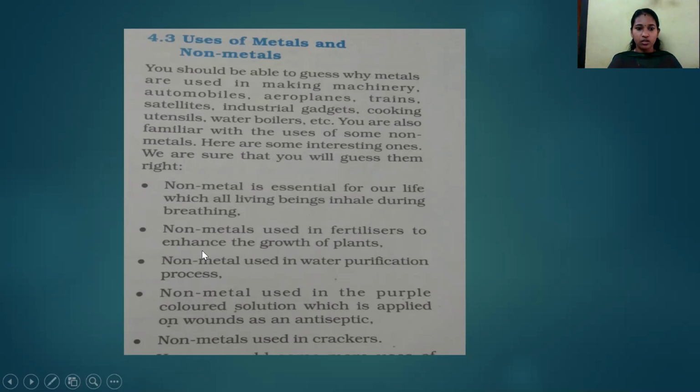Second, this non-metal is used in fertilizers to enhance the growth of plants. Which non-metal is used in fertilizers? Nitrogen. And third one, this non-metal is used in the water purification process. Which non-metal is used here? Chlorine. And fourth one, this non-metal is used in the purple colored solution which is applied on wounds as an antiseptic. Answer, iodine. And last one, this non-metal is used in crackers. Answer, sulfur. These are the non-metals mentioned here.